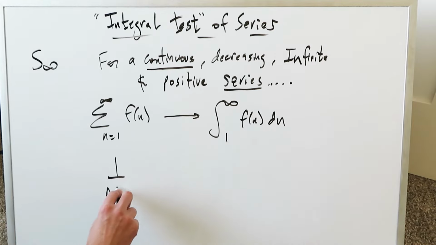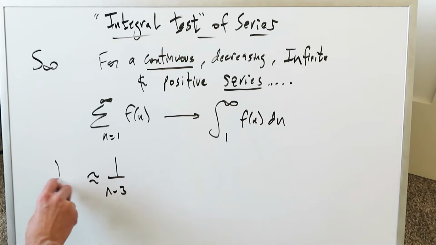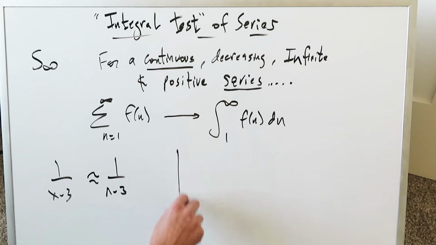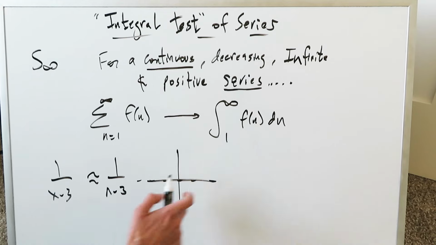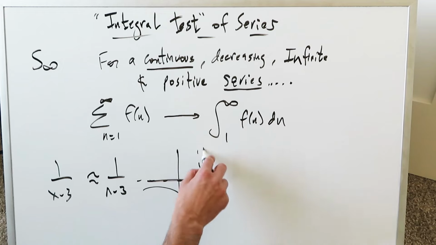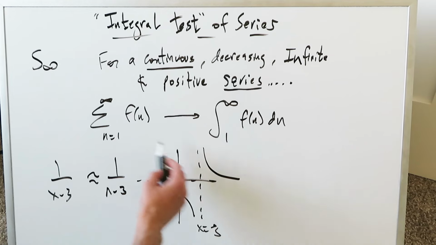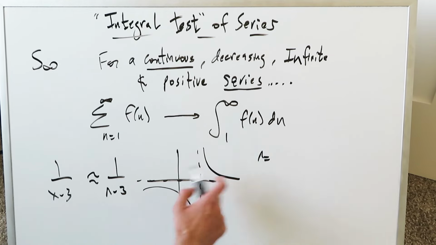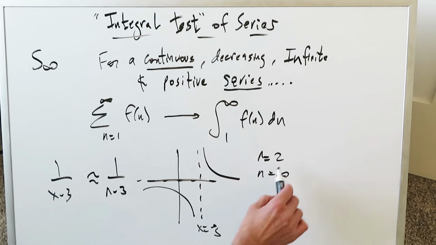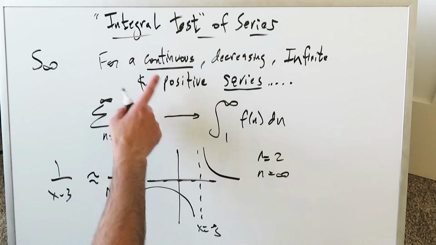Take 1 over n minus 3, which you know is synonymous to 1 over x minus 3. When you graph this, you have a horizontal asymptote, your x-axis, but you also have a vertical asymptote, x equals 3 or n equals 3. You would be looking at some sort of representation over here. If you were to do a series evaluation knowing that the vertical asymptote is 3, you can't do the series evaluation from n equals, let's say, 2 to n equals infinity, because right in between you have an infinite discontinuity. You must always evaluate for a continuous interval.